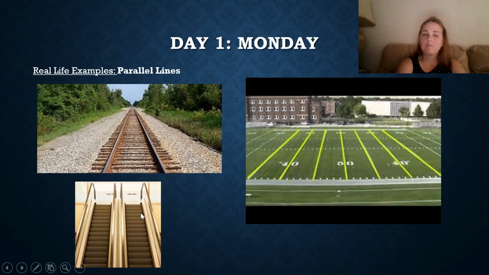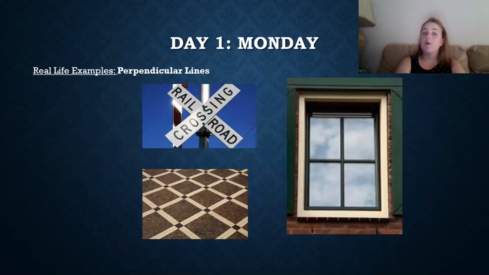And then the picture of the escalator, the railings that go up the escalator are parallel lines because they never touch.